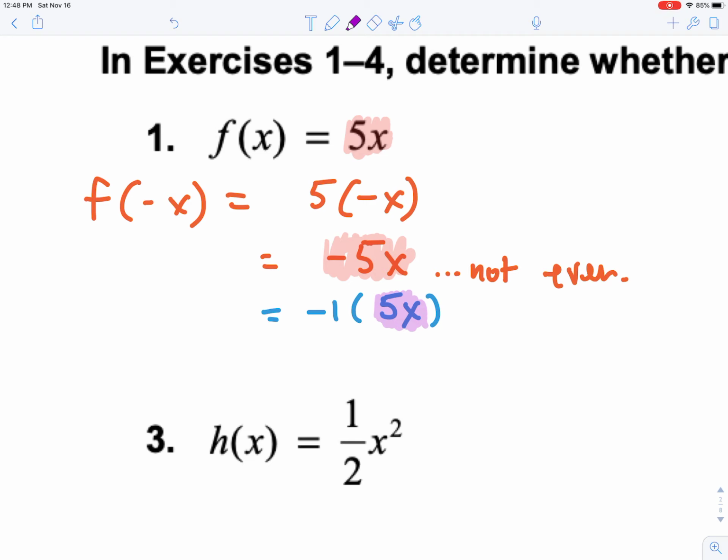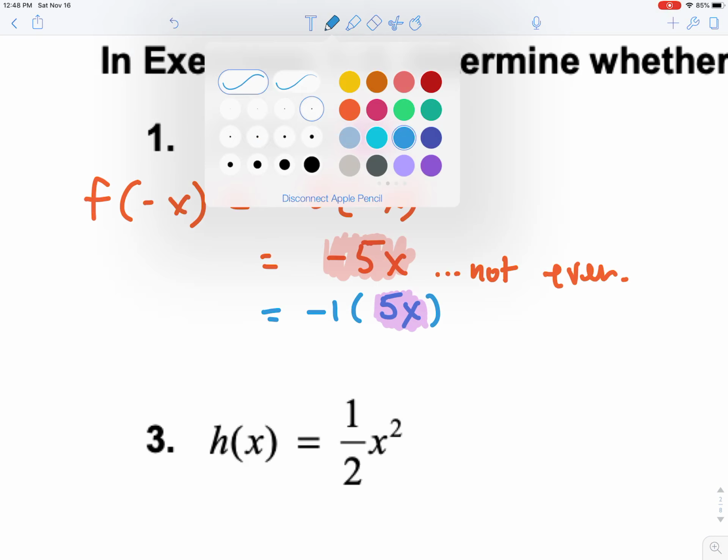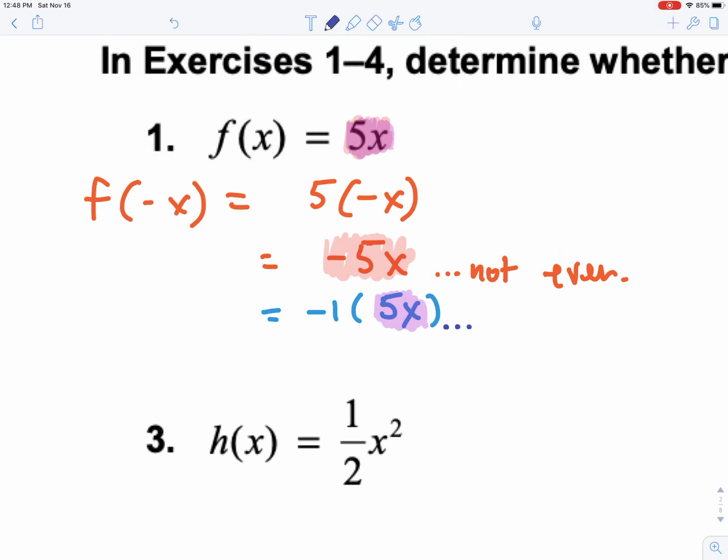Now, does this look like my original function? If it does, then there is some type of symmetry going on, and it's specifically an odd function. So since this one does, it is an odd function. Now, if you did both of these steps and the stuff inside didn't match up with the original function, then the only thing left would be neither. Okay.